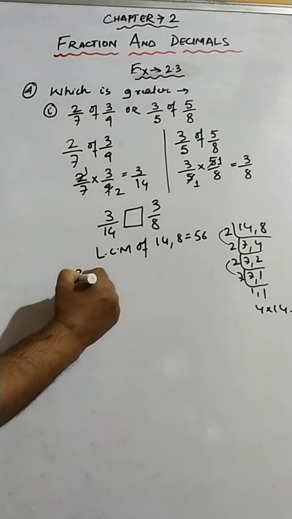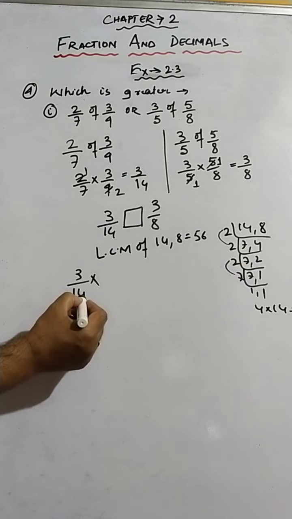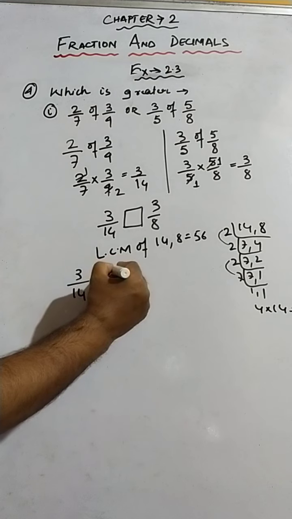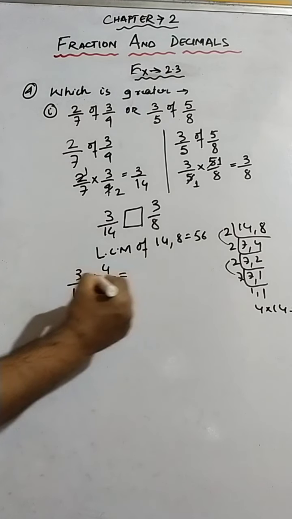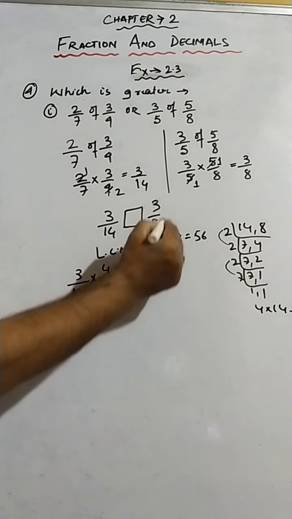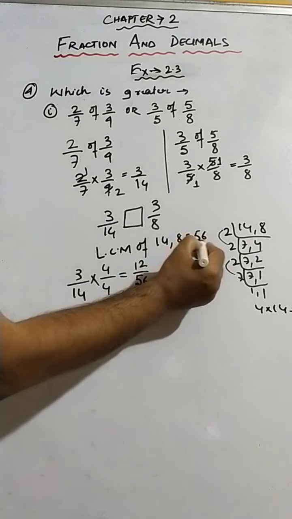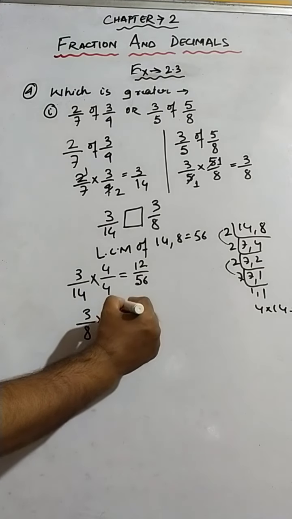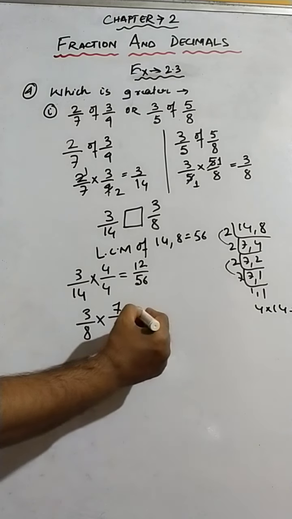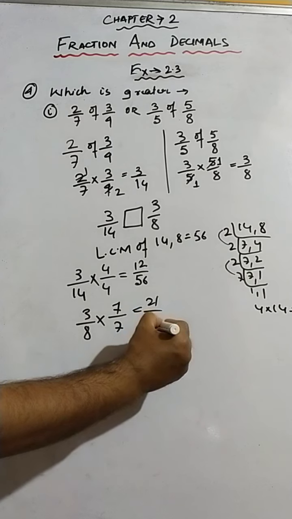Now we'll take the first fraction. We have to divide this 56 by 14. The answer would be 4, because 14 fours are 56. So 3 fours are 12, and 14 into 4 is 56. Now we'll take 3 upon 8. If you divide 56 by 8, the answer is 7, because 8 sevens are 56. We'll multiply the 7 with the numerator as well as the denominator. 7 threes are 21, 8 sevens are 56.